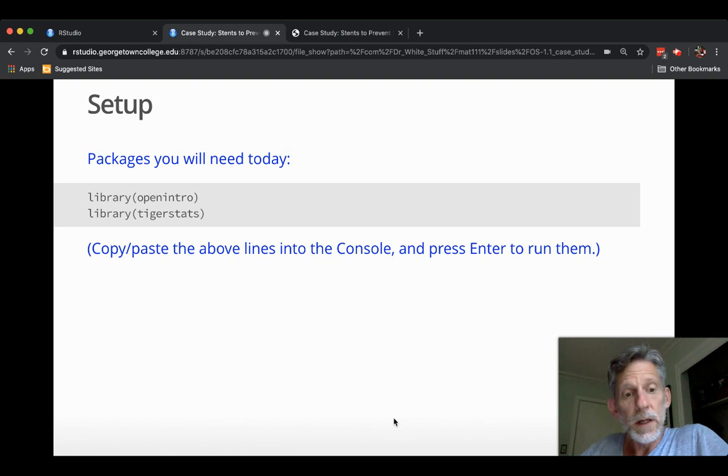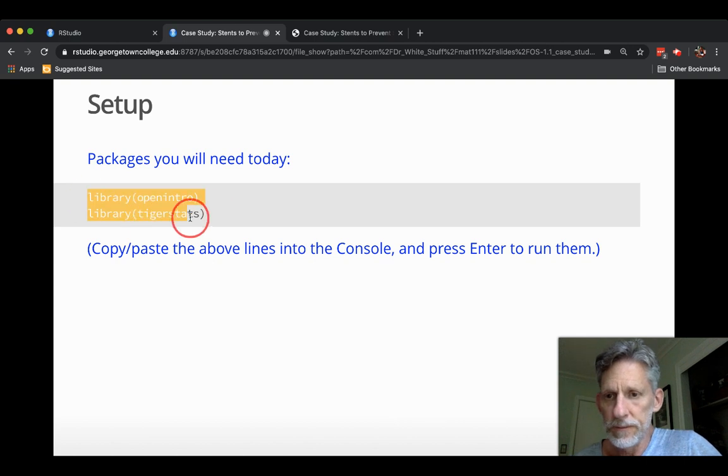So what are you going to need in order to follow along with these slides? Well, in RStudio, you're going to want to make sure that your R session has access to the functions and the data sets in two packages, Open Intro and Tigerstats. And so you're going to want to make sure that those two commands that you see there on the slides are run. So you can copy and paste them.